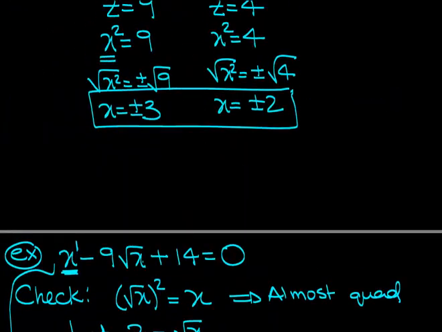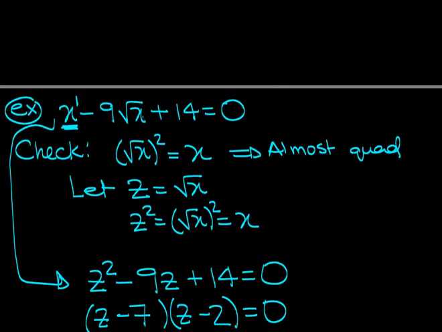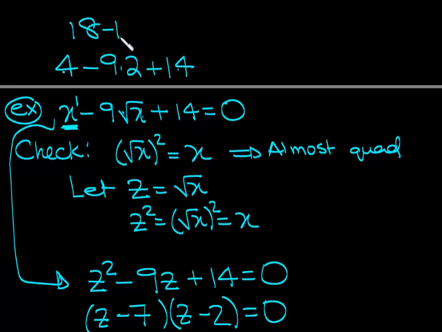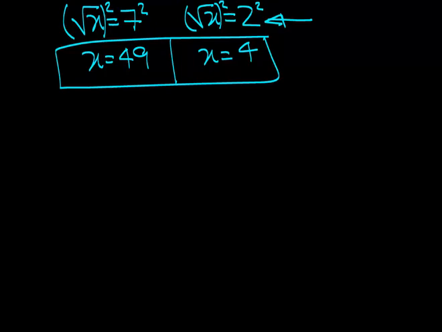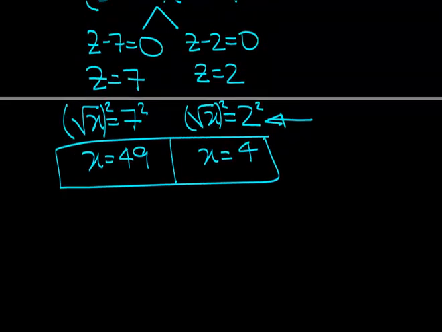And the other answer was 4. So let's take a look at that. We have 4 minus 9 times 2, because square root of 4 is 2, plus 14. So 4 plus 14 is 18, minus 18 is equal to 0. Anytime you square both sides, you raise both sides to an even power, we should always go back and check our answers, especially for that reason. But in this case, both of them work.